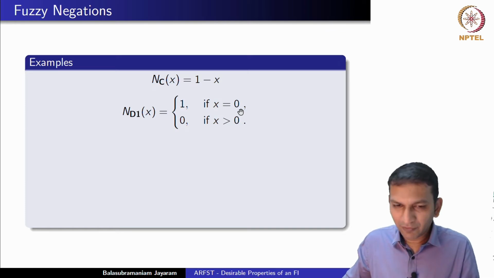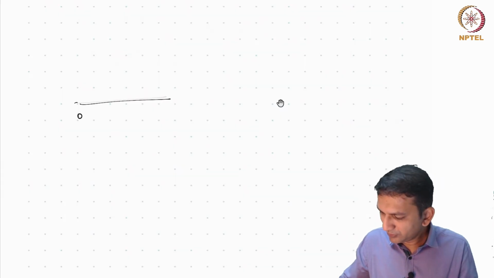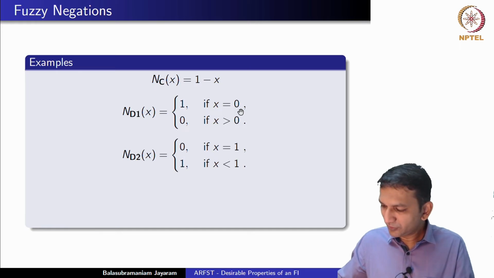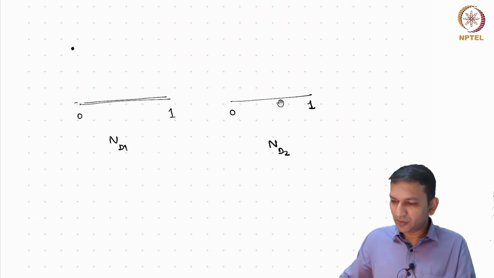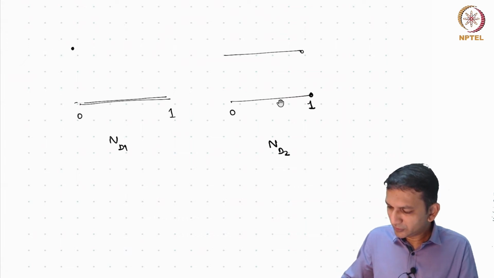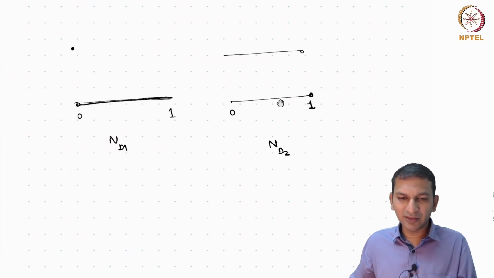For example, if you look at this formula, what it says is, when you look at 0, 1, then at 0 it is 1, and everywhere else it is 0. So this is your smallest negation. And if you look at the next one, ND2, this is the largest negation. At 0, 1, at 1 it is 0, everywhere else it is 1. So this is ND2, which is the largest negation.